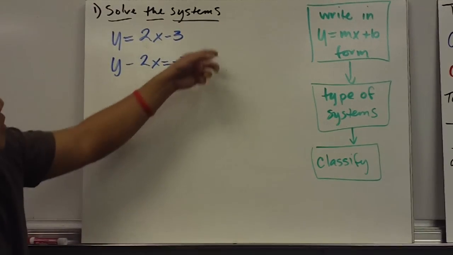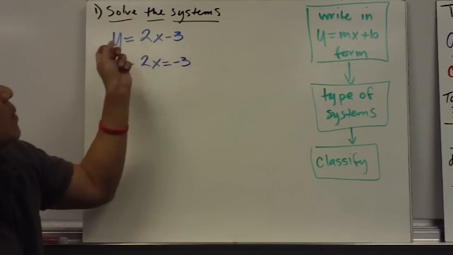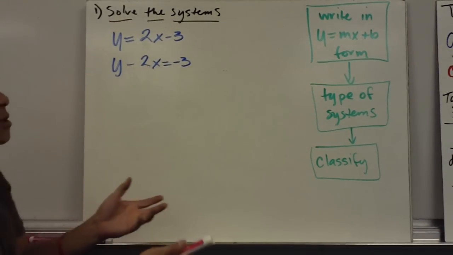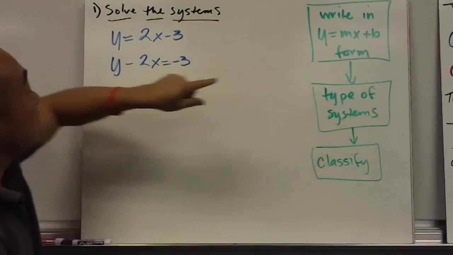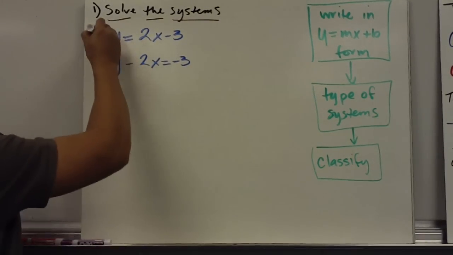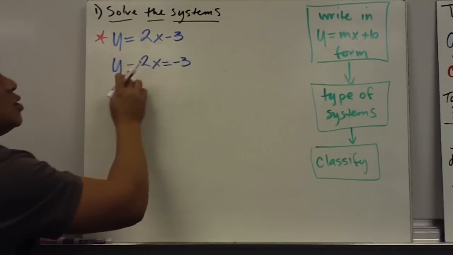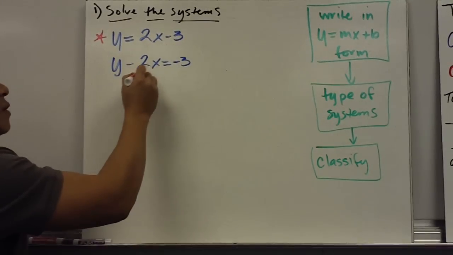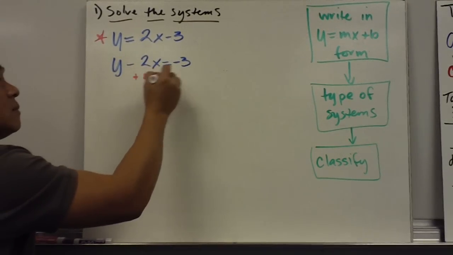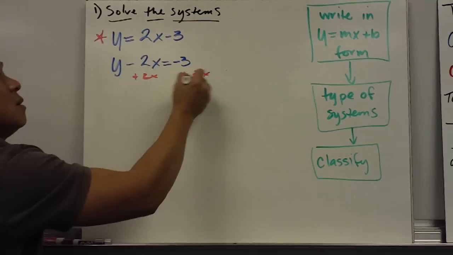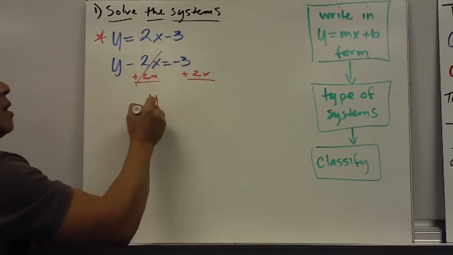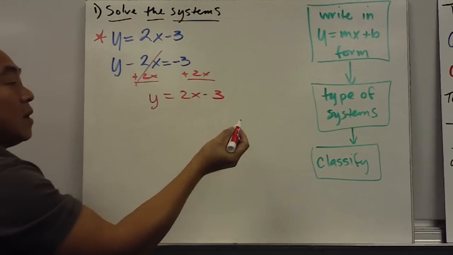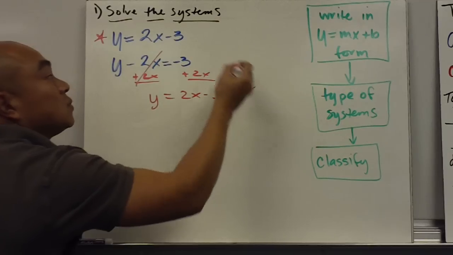Here we have two systems of equations, and we're going to solve them. The first thing we want to do is change them both into y is equal to mx plus b. Our first one is already done, so we're good here. Now let's change this one. I'm going to move this over to this side, so I'm going to add 2x and add 2x. I now have y is equal to 2x minus 3. Then I just have to check this one and this one.